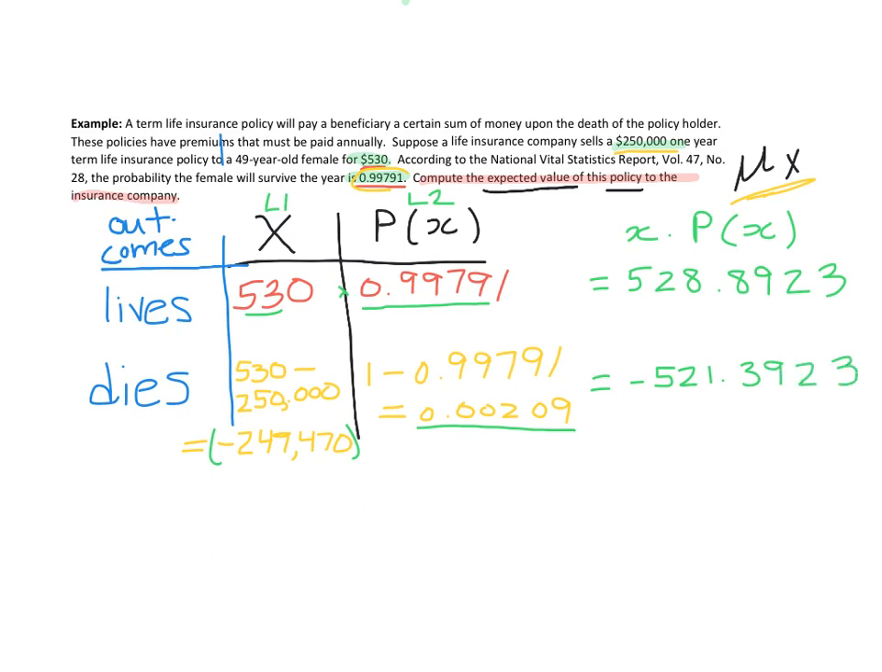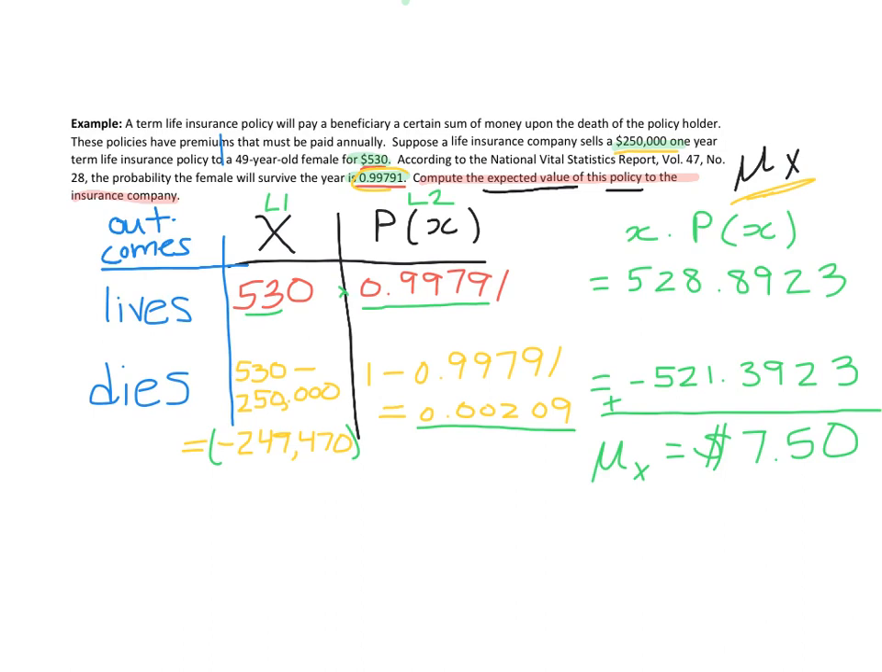All right, and then to find mu sub x, we add up these 2 products. Now we can round to the nearest cent, because it's dollars. And we see that the expected value is $7.50. All right, so there you go, it's $7.50.